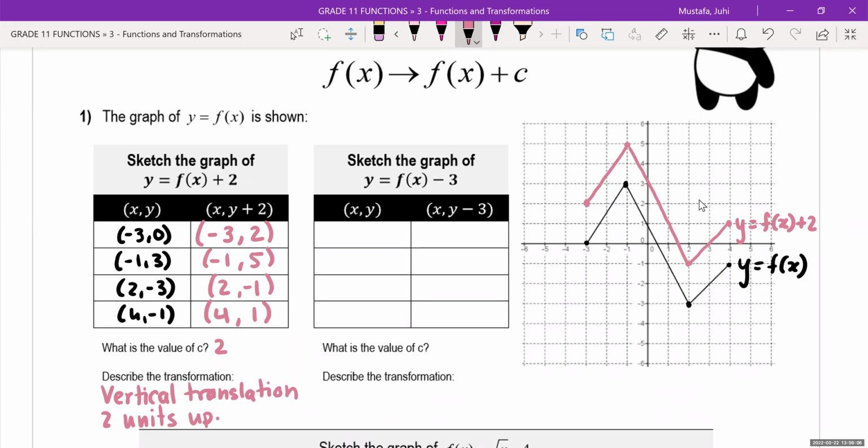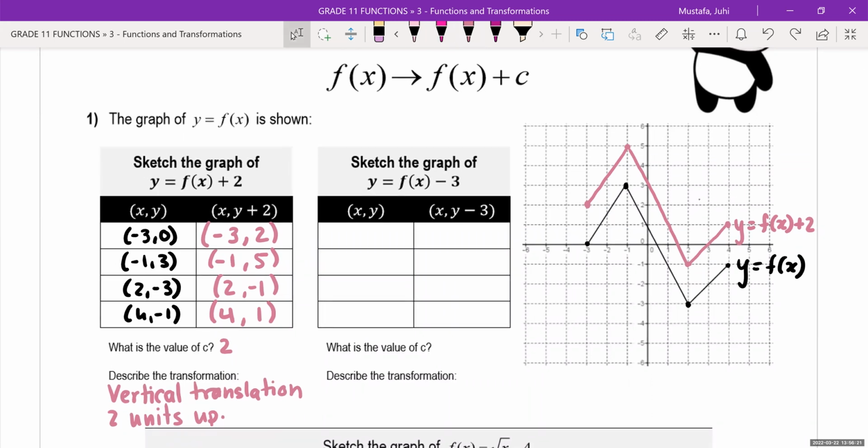So horizontal, the number is actually going to be attached to the x, and we're going to do examples of that after we're done the vertical. So I'll point out the difference. Okay, let's go ahead and do the exact same thing now with the same function, but it's going to be f of x minus 3.